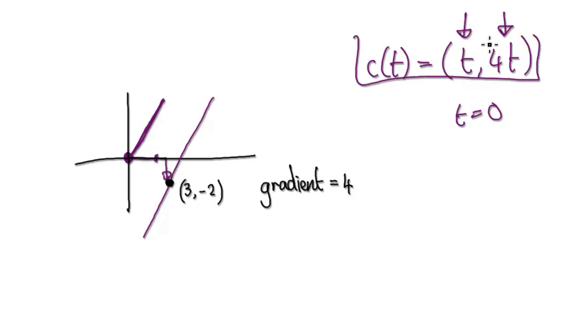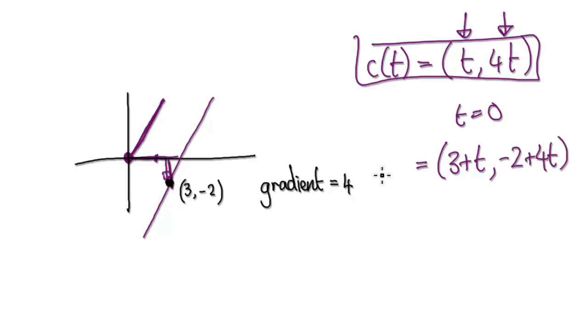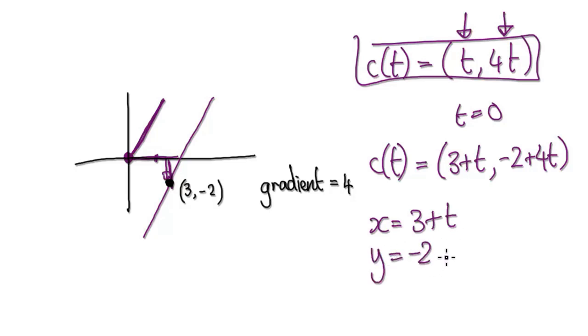So we need to make a change here. We need to move it 3 across, so we need to change this. 3 across would be 3 plus t, comma, and then we want to move it 2 down, so it would be -2 plus 4t. This will be your parametrization for this line. But if you want the parametric equations, it would be x equals 3 plus t, and y equals -2 plus 4t. So this is your answer.